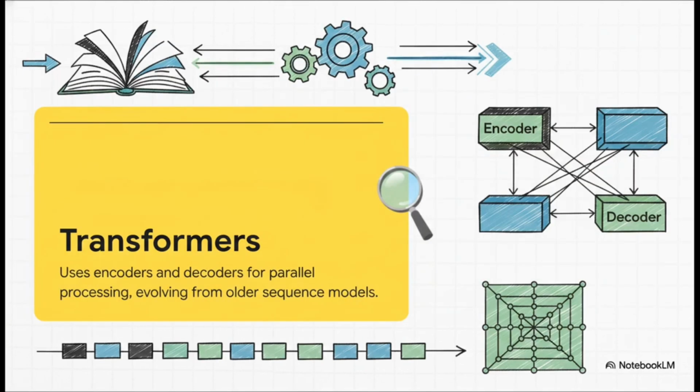Okay, let's move to transformers and see how this builds up our foundation. So older sequence models had to process data one piece at a time. It was kind of like reading a book strictly word by word. Painfully slow, right? Well, transformers changed the entire AI landscape. They use encoders and decoders to enable parallel processing. This means that AI can look at a whole sentence or even a whole document all at once. This massive upgrade in efficiency is literally what made modern AI possible today.